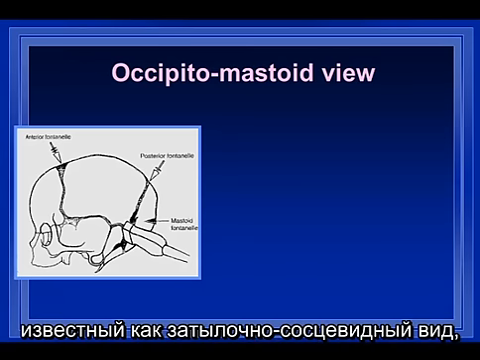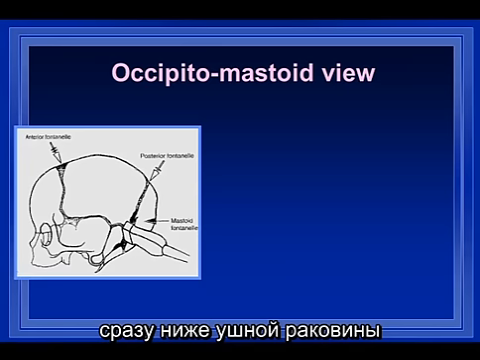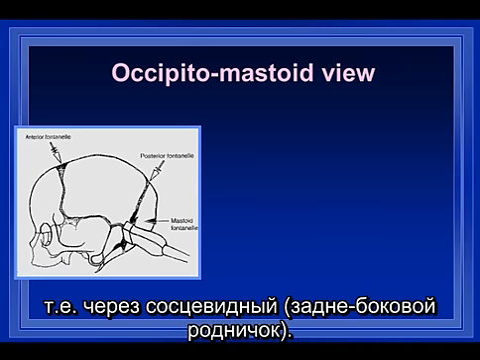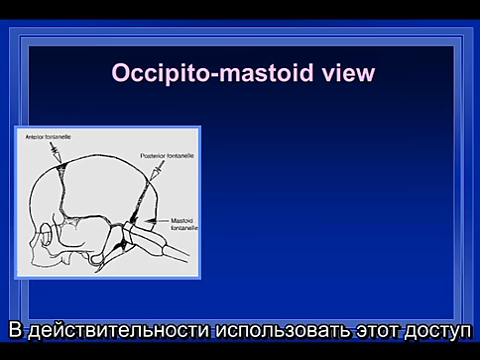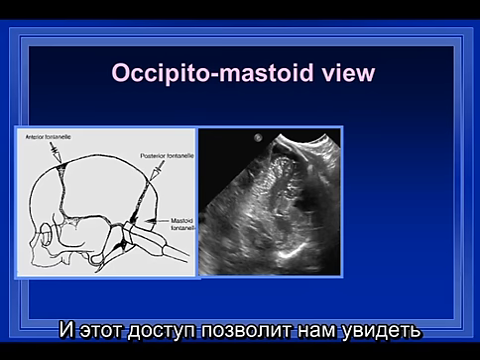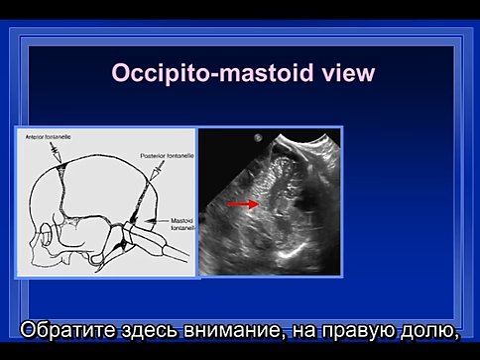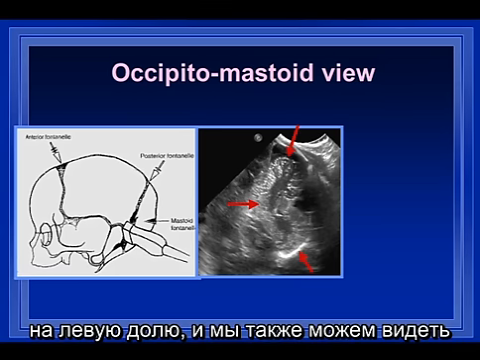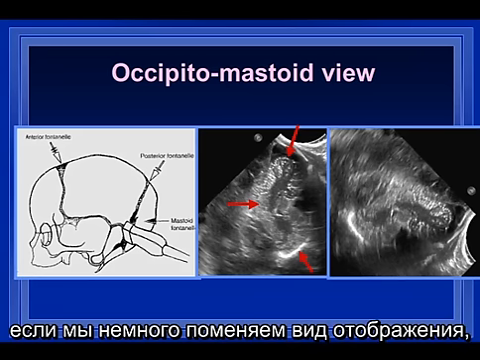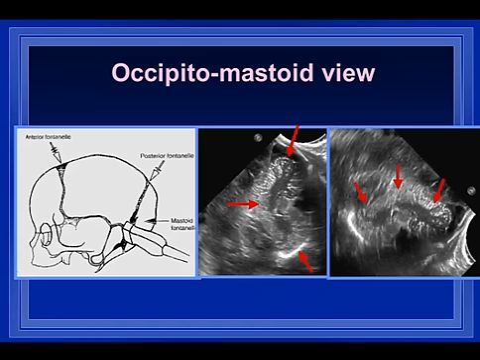We also get another view that's known as the occipitomastoid view, where we use the probe right behind the ear along the region of a little opening in the skull known as the mastoid fontanelle. It's really only possible to see through this area in very young babies. And this allows us to see the lobes of the cerebellum. Notice here the right lobe, the left lobe, and we can see the area of the cisterna magna. A little bit easier to see when we put it into a view which is in a more vertical presentation.